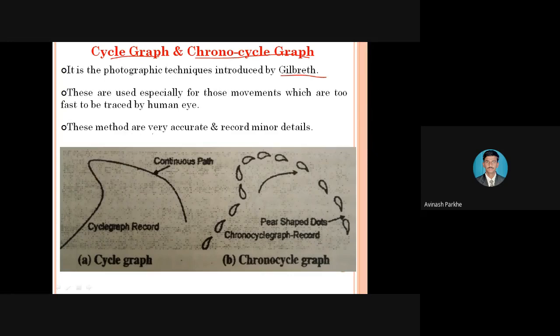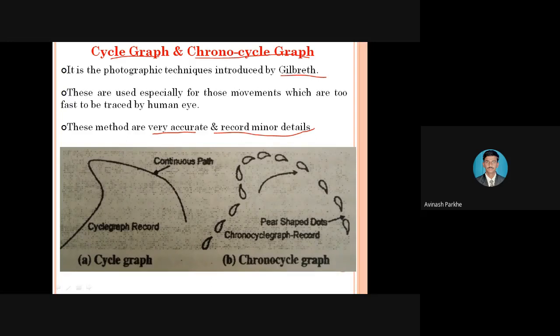Therefore, this method is very accurate and it records minor details also. However, the cycle graph and the chronocycle graph will not be used to track long movements. For example, your material is moving from machine 1 to 2, 2 to 3, 3 to 4, or the operator is moving from one workstation to the second, second to third, third to fourth. Such long distances cannot be measured by using the cycle graph and the chronocycle graph.